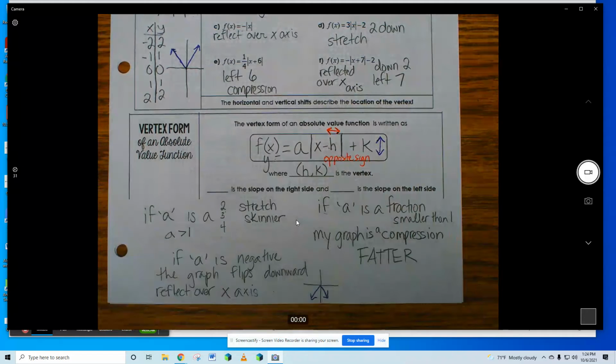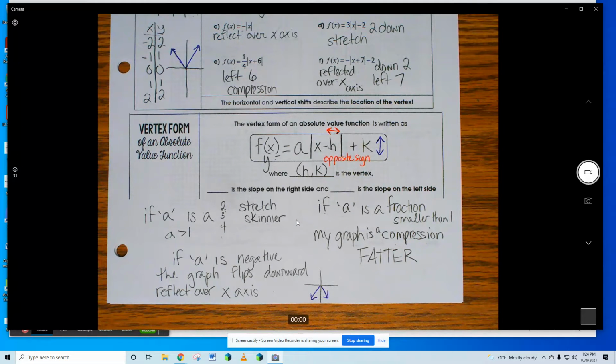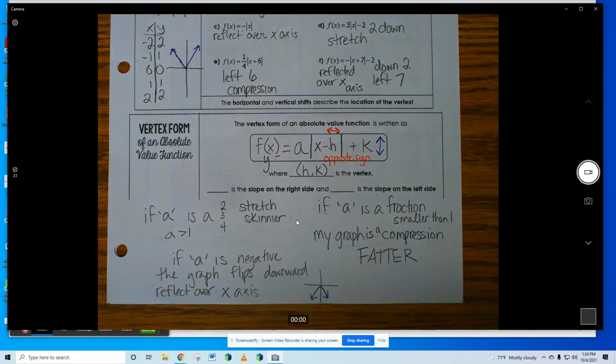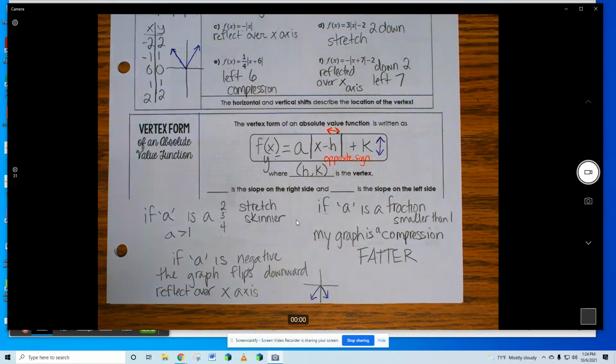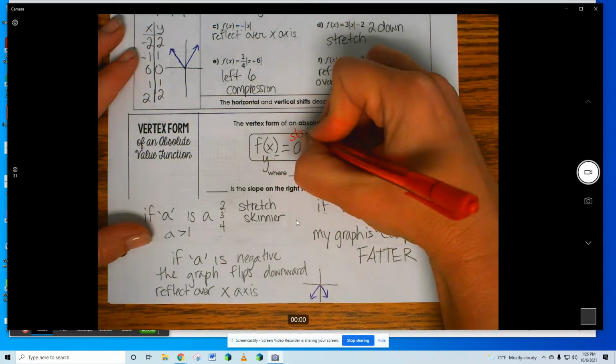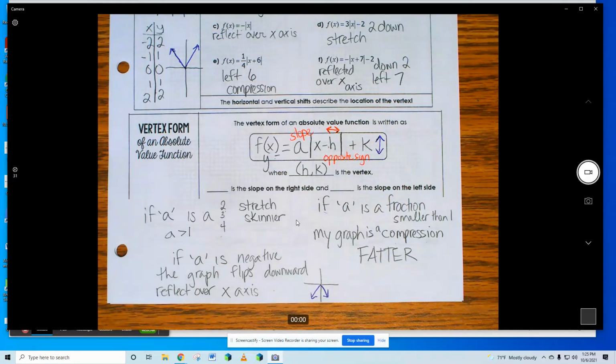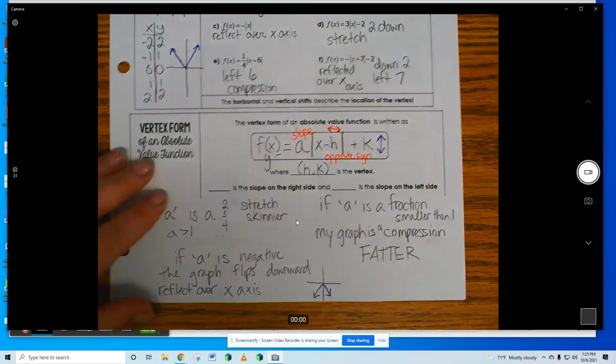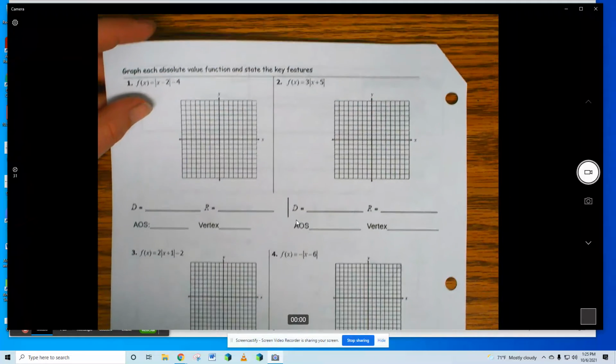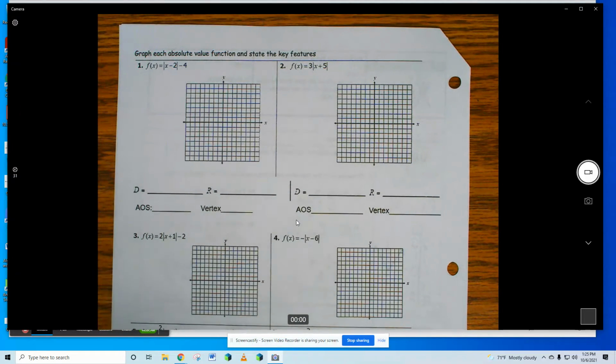So I can describe the transformation. Now I'm going to actually graph the transformation. And I have some shortcuts for you. I want to let you know that the A is also called the slope. It's how my graph moves, how my line tilts. So let's turn the page. I'm only going to do 1, 2, 3, and 4. I'm not doing 5 and 6 on notes.